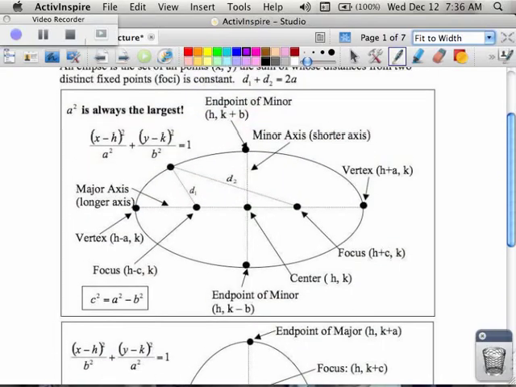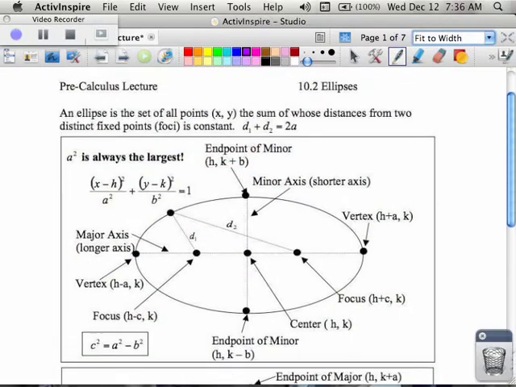Probably the most important thing I want you to remember off of these slides for right now is that whatever you're talking about, a squared is always the largest number. So if you look under the parentheses, whatever is the biggest number under the parentheses, that's our a value. Let's try and learn some of this in the context of a problem.